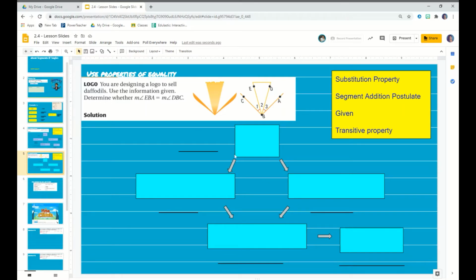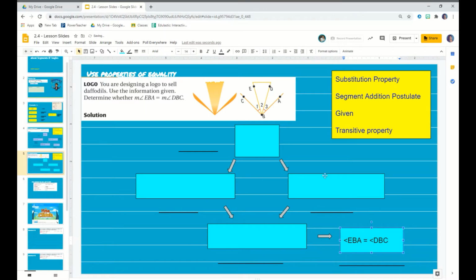So now, because of the transitive property, I can say EBA is equal to DBC because on the right-hand side, they're both equal to angle 1 and 2 together. And in the diagram, you'll see angle 2 is what they have in common. This should say angle addition. But yes, so these are the reasons that you would use, okay?